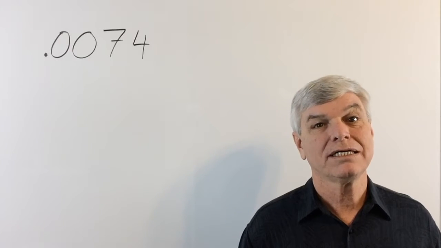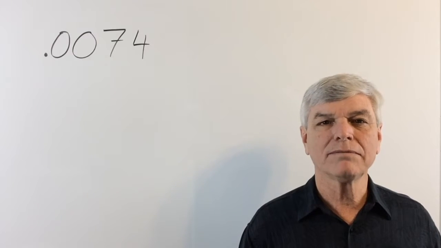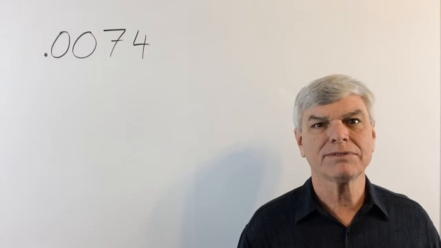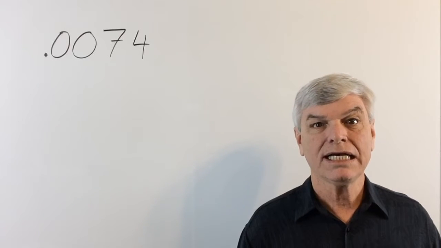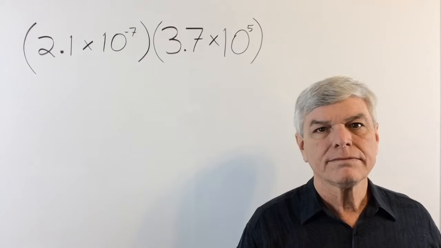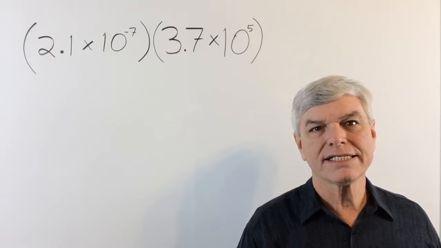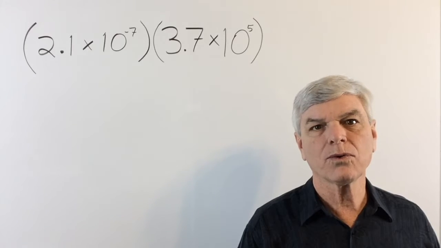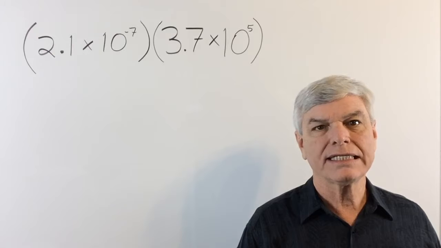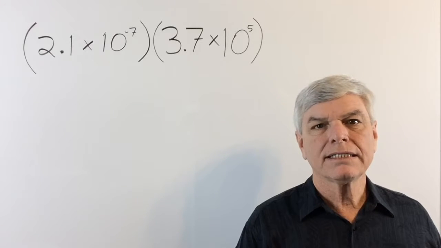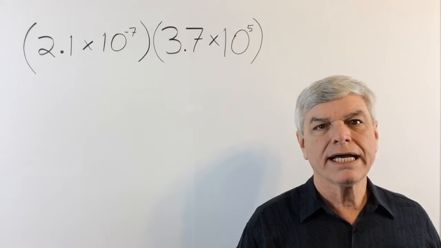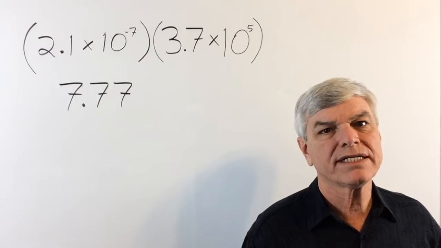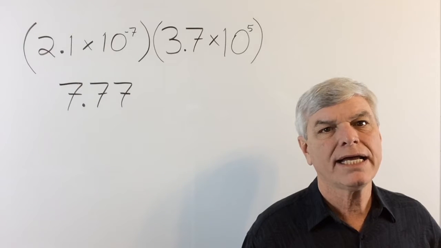I don't. So let's try a problem where we're multiplying numbers with scientific notation times other numbers with scientific notation. And let's see how that works. And this looks really complicated. It's not. It looks complicated because you haven't done it before and you don't know the rules for executing this. But let's just start by multiplying the units place first. And that's 7.77. That's not too bad.